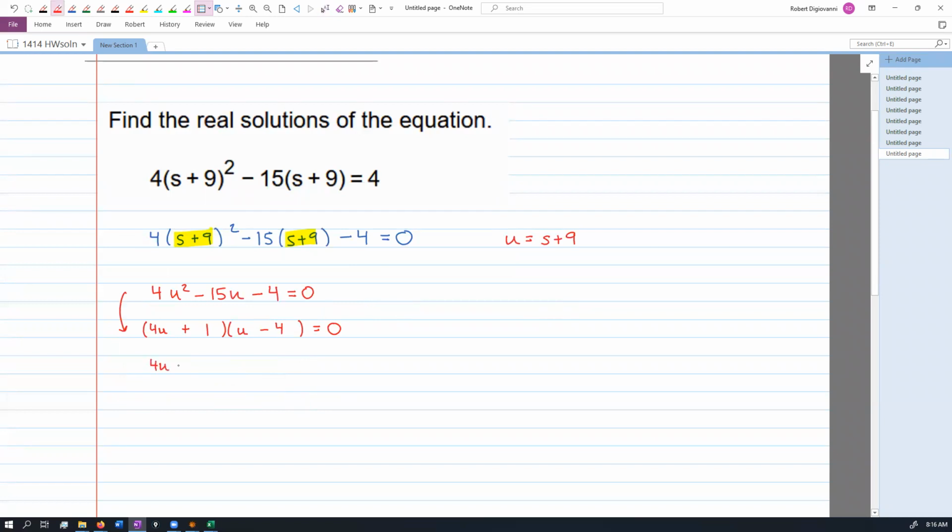All right, here we go. 4u plus 1 equals 0. Set each of these factors to 0. This one will be u is negative 1/4, and this one will be u is 4. Now we replace u with s plus 9. So s plus 9 must be negative 1/4, and the other one is s plus 9 has to be 4.